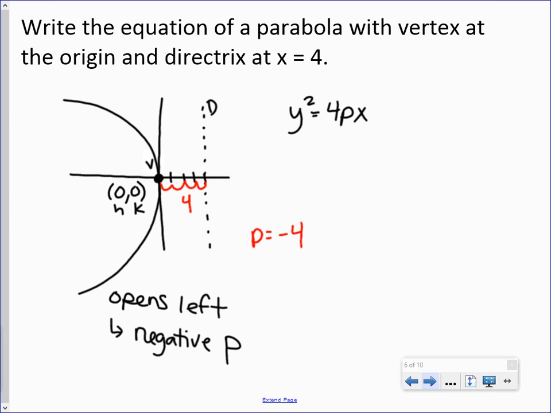So yeah, we would go into Joe's and we would plug in the negative 4, which means we do y squared equals 4 times negative 4 times x, which is y squared equals negative 16x.